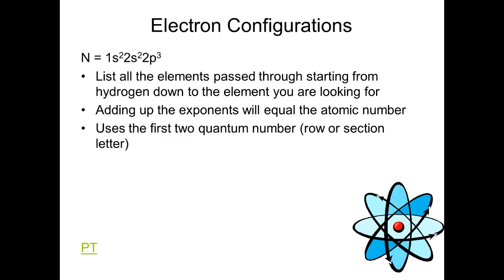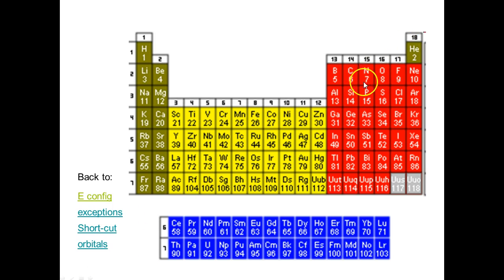Let's look at nitrogen again. If you come here to nitrogen, you're going to start up here at hydrogen, which is number 1, and we're going to list all the elements on our way down to the element that we're looking for. So starting at hydrogen, we are in row 1. This is letter s, and there are 2 elements, so 1s2.